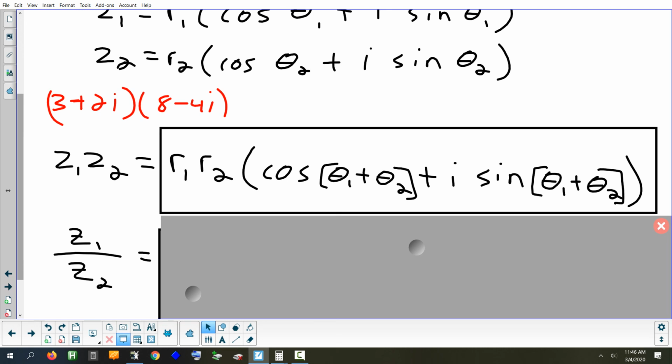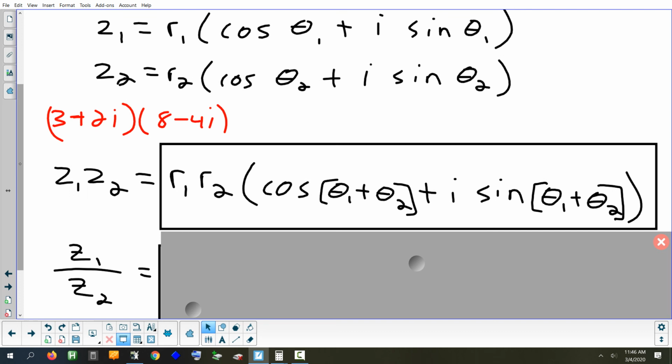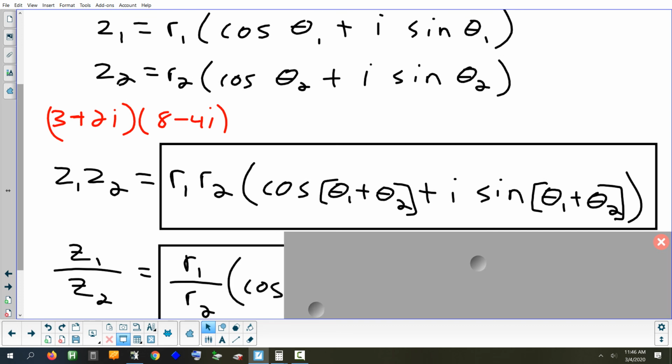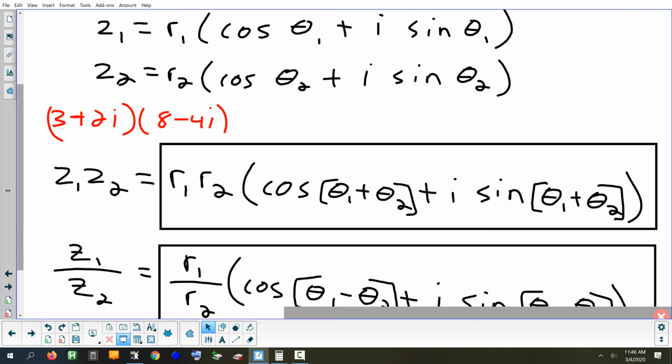To do it the new way, what do you think you're going to do with your R1 and R2? You're going to divide them. And what do you think you're going to do with theta 1 and theta 2? You're going to subtract them. So now to divide two complex numbers, if they're in trig form, that's the whole key. Are they in trig form? If they're not in trig form, maybe this doesn't save you time. If they are in trig form, it will.